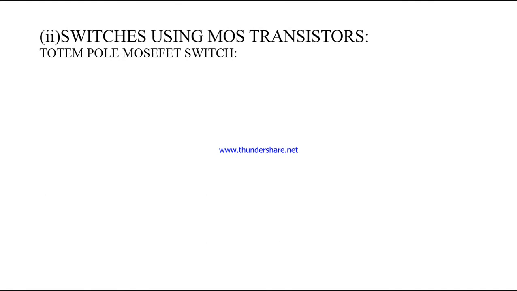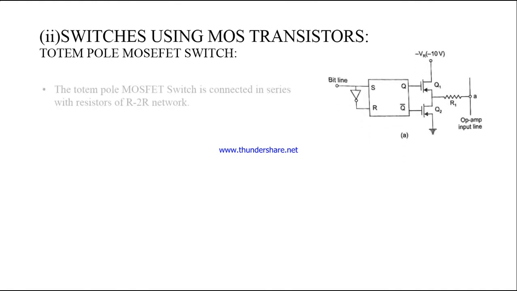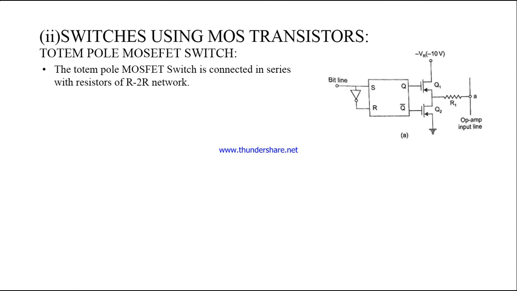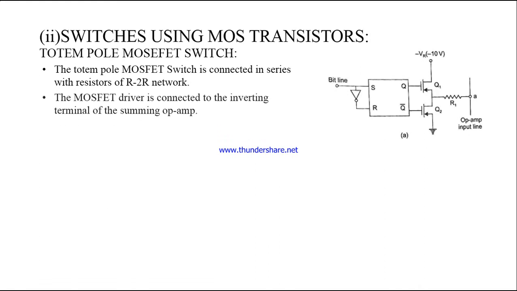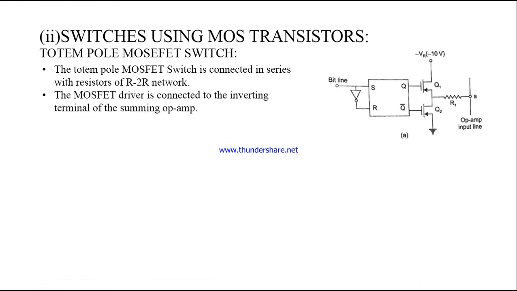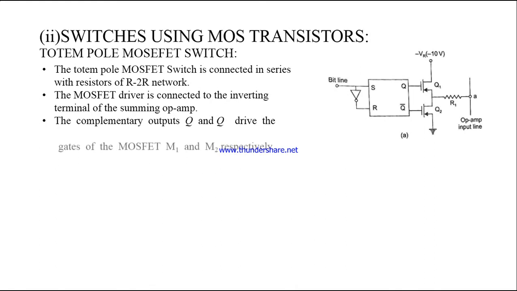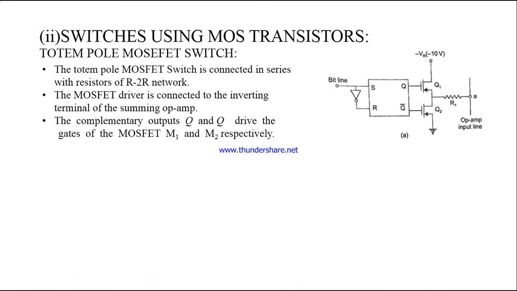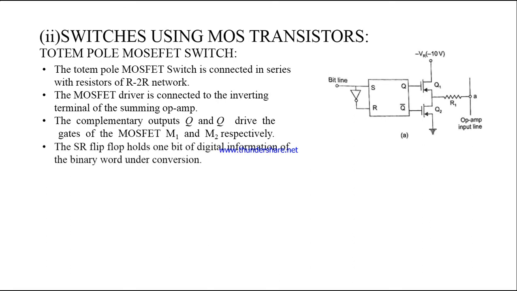Next one is switches using MOS transistor. There are two types. First one is totem pole MOSFET switch. The circuit shows the connection of this totem pole MOSFET switch. Here the MOSFET switch is connected in series with networks of R and 2R networks. The MOSFET driver is connected to the inverting terminal of the summing operational amplifier. The complementary outputs Q and Q bar drive the gates of the MOSFETs M1 and M2 respectively.